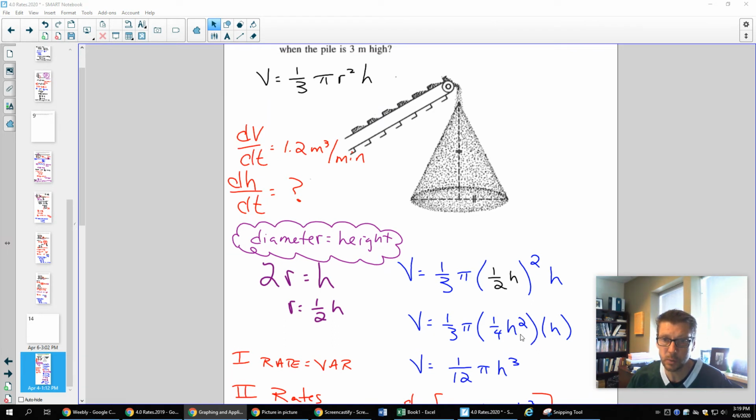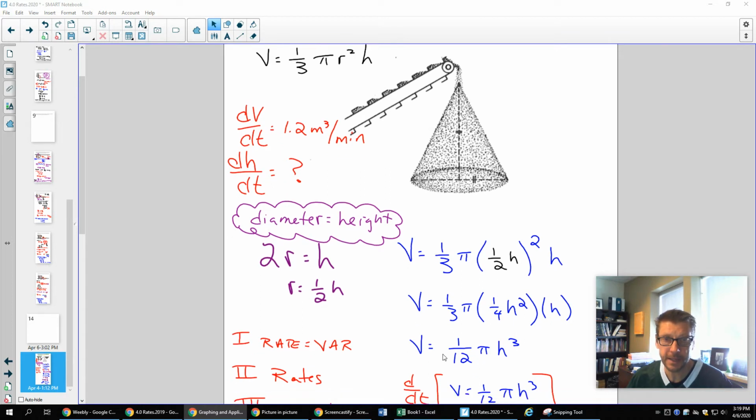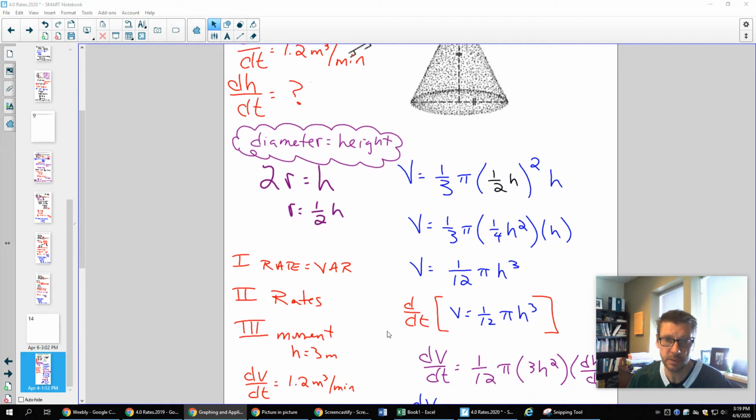It's 1/4 h squared. Do some more math, and suddenly you have a volume formula that has nothing to do with radius. It only has to do with volume and height. So this is the volume of a cone when the diameter and the height are equal to each other. So that's step one. We've got a function now that has the variables we need.